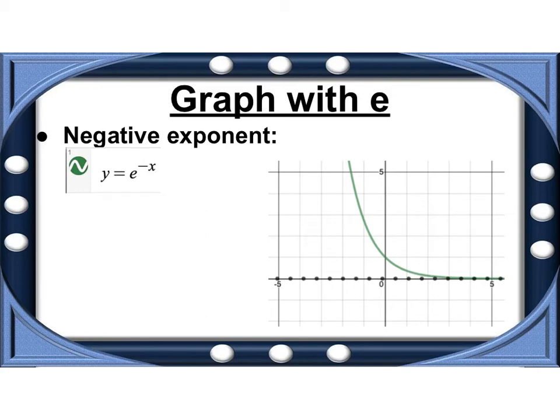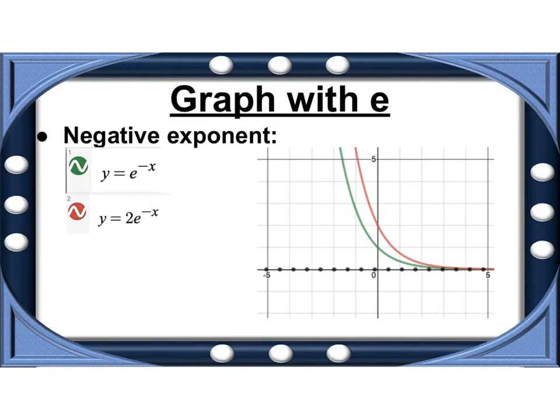Let's just investigate a negative exponent. So the negative, it's still going to go through 0, 1, but the negative is going to make it a decay, so it's now going to be falling. If we look at the green was our regular, the red is now, we shifted it up. So it has a 2 out in front, so that is my starting y-intercept, and that is my A, so it's vertically stretched. You can see the green was stretched up to be the red.